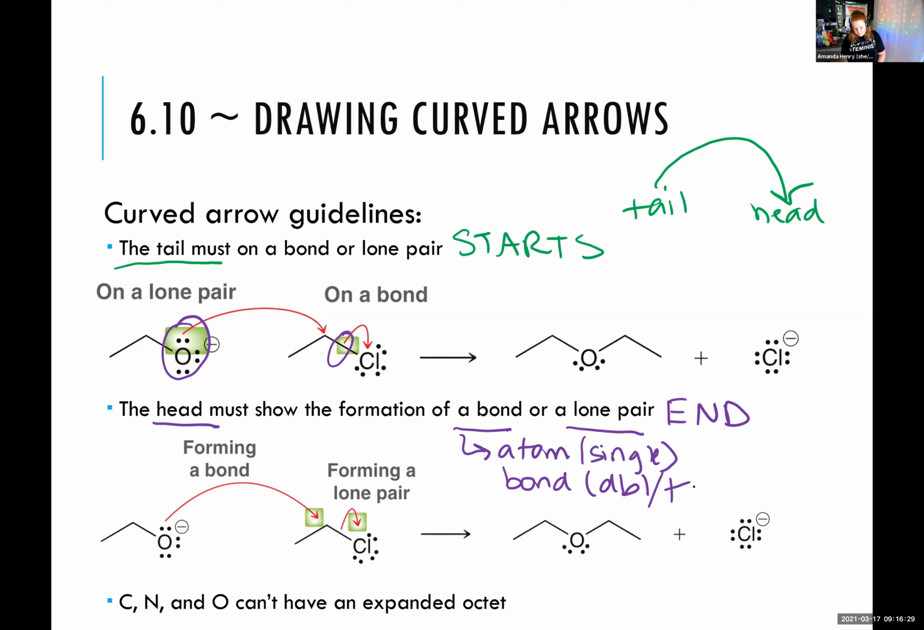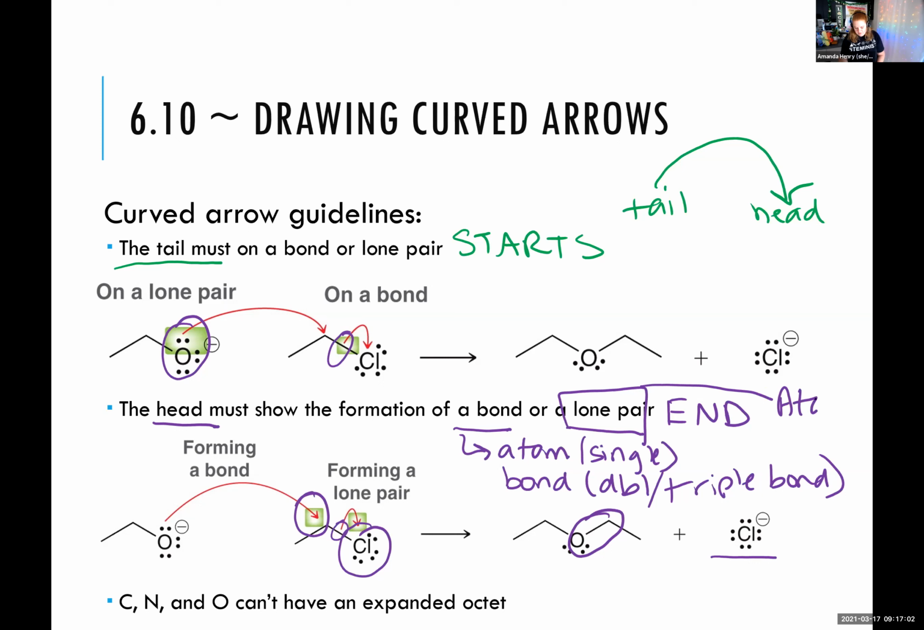So the example that's on here, the first arrow, we're starting at the lone pair of the oxygen and we're ending on that carbon. So we're creating a single bond between the oxygen and the carbon. And then the other arrow, it's starting at that bond, but it's landing on the chlorine. That's what's creating the lone pair on the chlorine. So in order to make a lone pair, we're going to end on an atom.